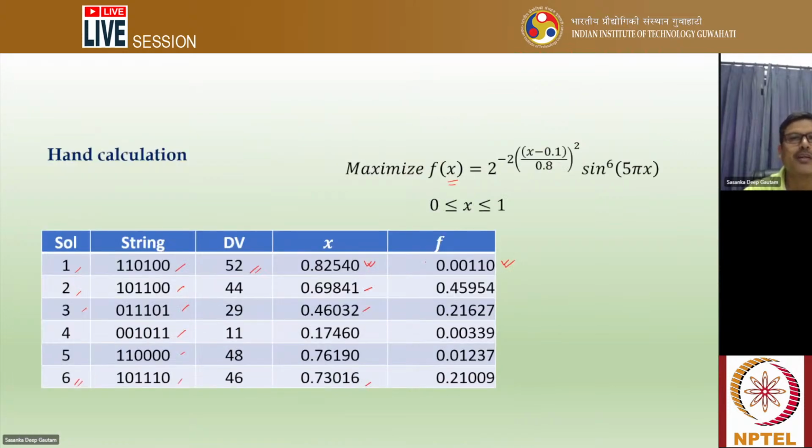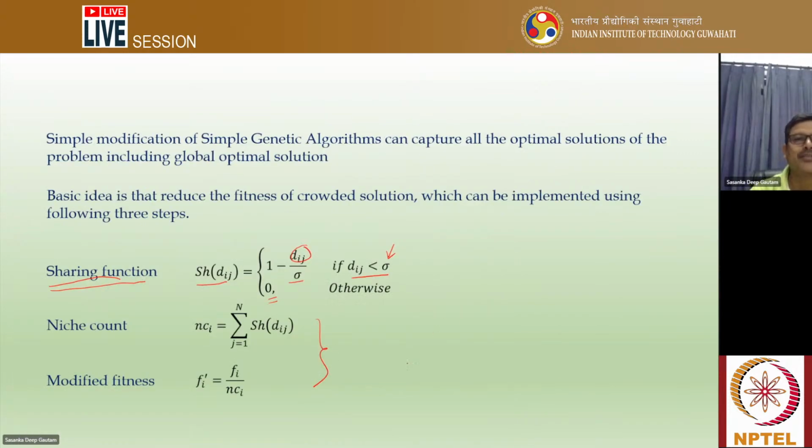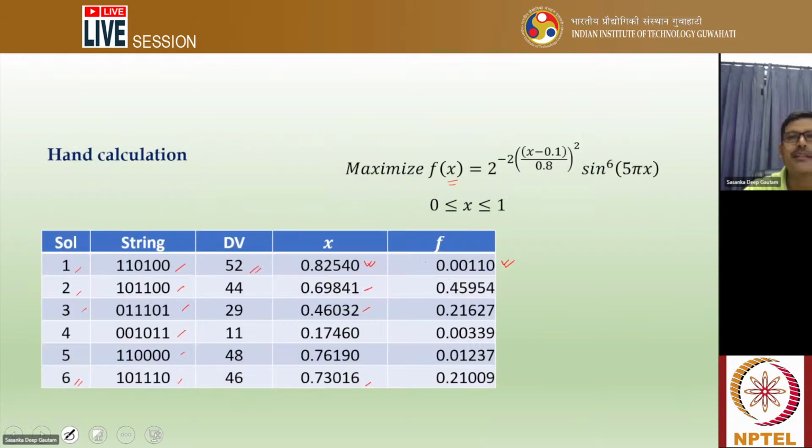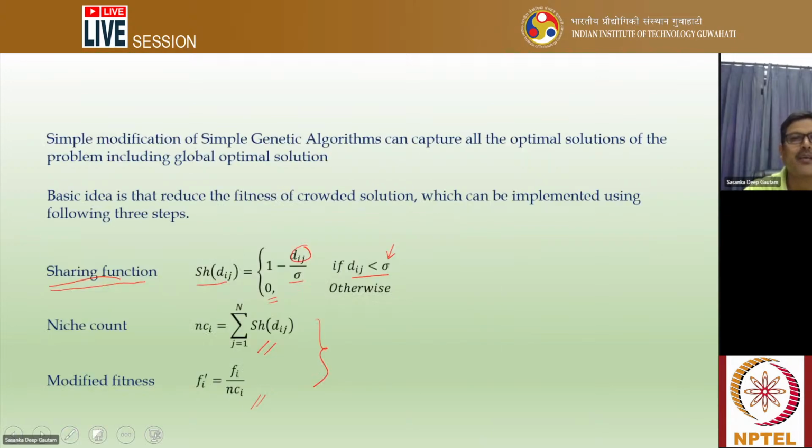Once you have calculated the distance, then you calculate the sharing function value, after that you calculate the niche count, and then you calculate the modified fitness value. I hope this is clear. So I can calculate the distance, then the niche count, and then the modified fitness value. So let us go to the next question.